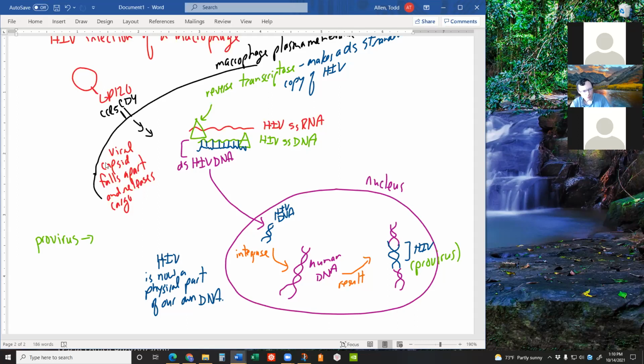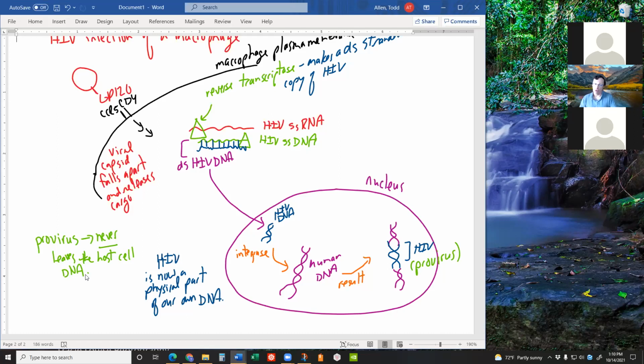So a provirus never leaves the host cell DNA. What I'm basically telling you is that when this macrophage reaches the end of its useful lifespan and the macrophage dies, it's going to die with a copy of HIV in the DNA, because that proviral DNA stays there forever.